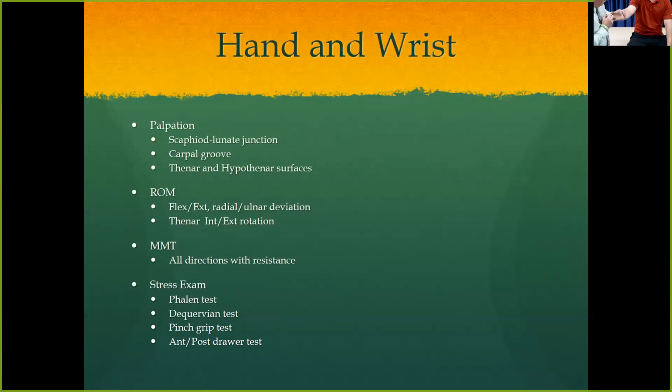All you're looking for, put your finger and your thumb together, all you're looking for is this nice little groove right here. If you've got that, then we're good, all right? Manual resistance: bring your hand up into extension, bring your hand down in flexion, pull your hand towards your thumb, bring your hand towards your pinky.